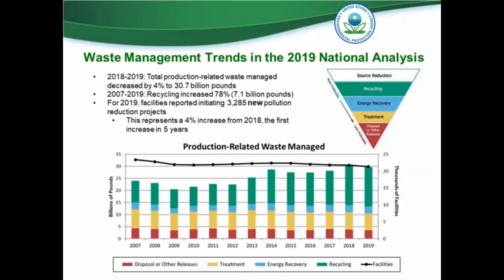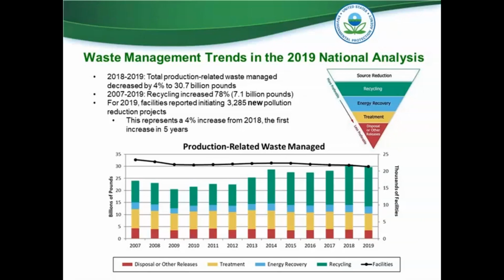So looking now at some trends in the 2019 national analysis, this chart represents the trend since 2007 in total production-related waste managed. And you can see that the different colors in that bar chart represent the different waste management methods. So the red on the bottom is disposal or other releases. The yellow indicates quantity that is treated. The blue is what is burned for energy recovery, and the green is recycling.